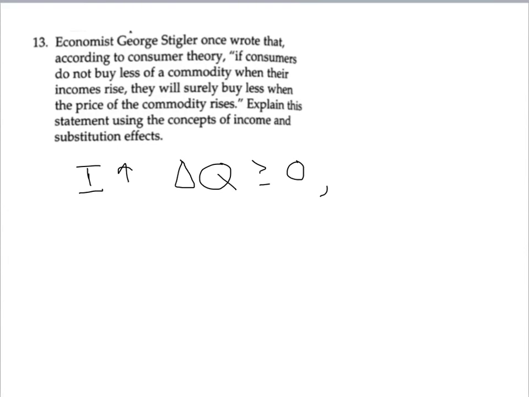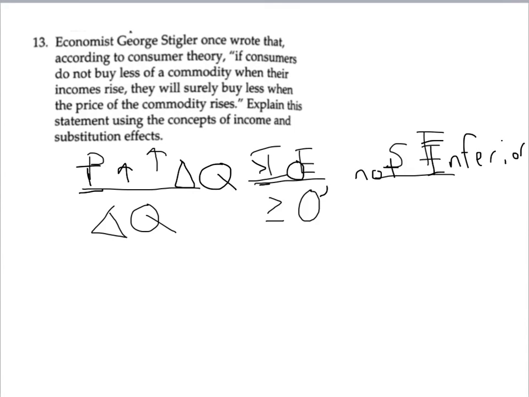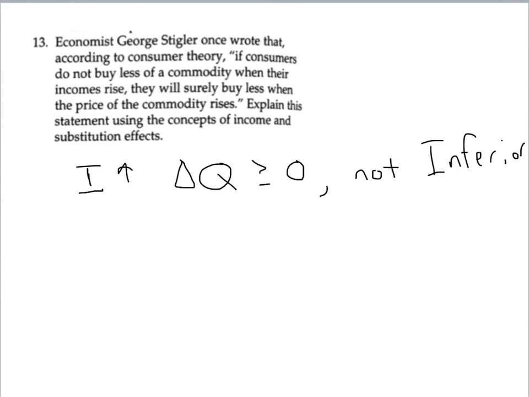This is another way of saying that it's not inferior. Because inferior by definition means that when income goes up, we buy less of the good. So basically all he's saying is that it's not an inferior good. So now that we know that the good's not inferior, we can think about how the quantity that we buy is going to change when we have an increase in price.